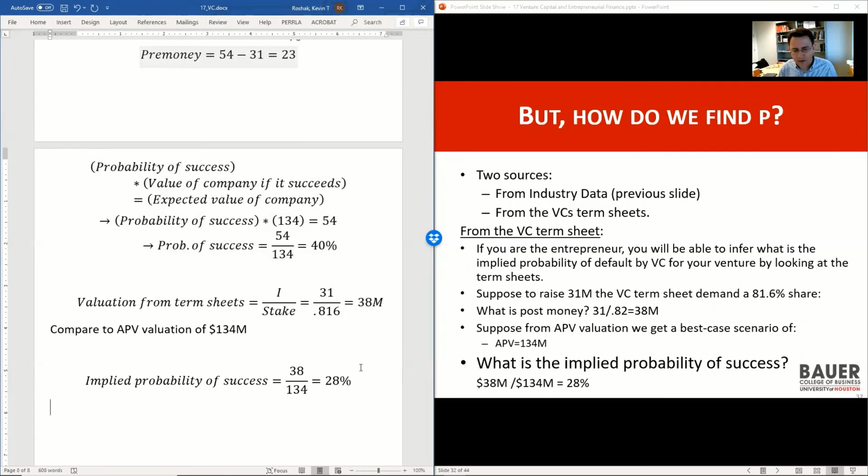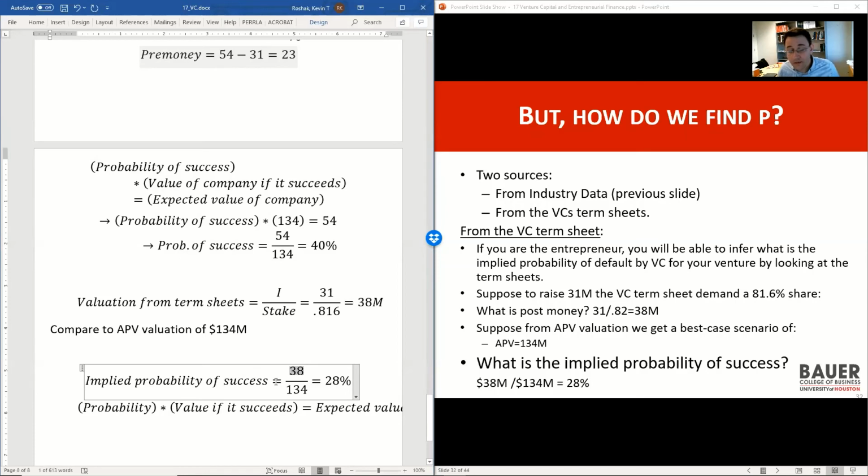And again, the logic here is we have a probability multiplied by the value if it succeeds. If it doesn't succeed, then the value is just going to be 0. So you multiply the probability that it succeeds times the value if it succeeds. That gives you the expected value. The VC is giving this 38 as the expected value for the company. The 134 was the value if it succeeds. So the implied probability of success is 28%.